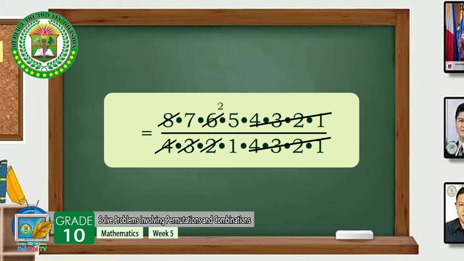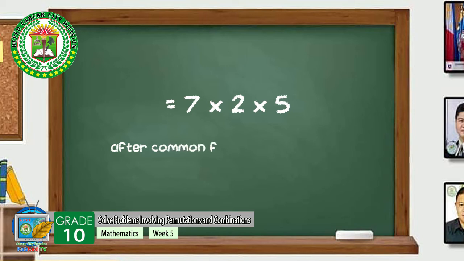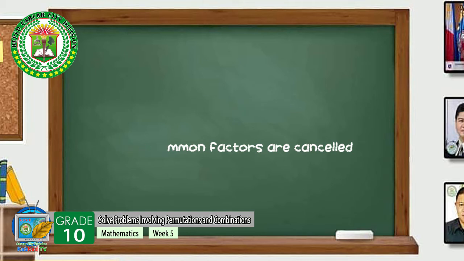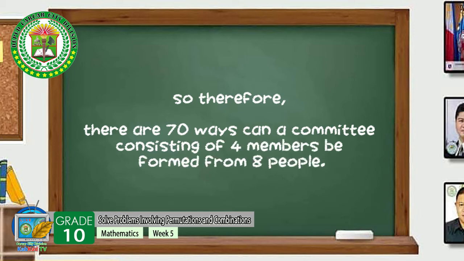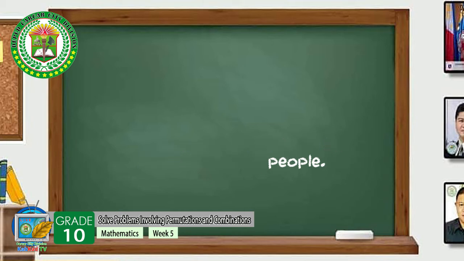and that is 8 times 7 times 6 times 5 times 4 times 3 times 2 times 1 all over 4 times 3 times 2 times 1 times 4 times 3 times 2 times 1, cancel all common factors. So that is equal to 7 times 2 times 5. And that is 14 times 5 is equal to 70. So therefore, there are 70 ways a committee consisting of 4 members can be formed from 8 people.